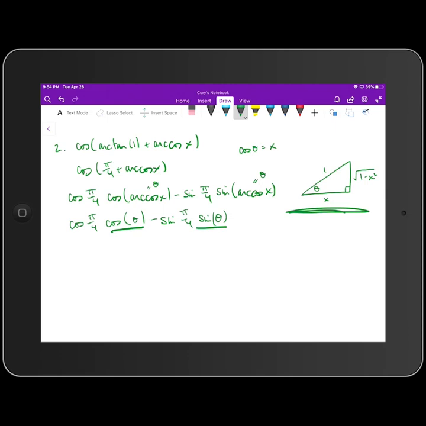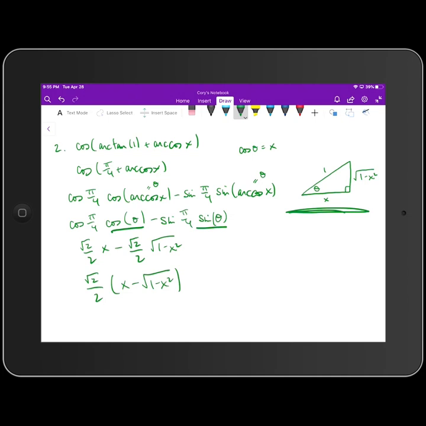Okay, so we know that cosine of pi over 4 is rad 2 over 2. The cosine of angle theta, we know that that's adjacent over hypotenuse, which is x, minus the sine of pi over 4, which is rad 2 over 2, times the sine of angle theta. So if we look over here to the diagram, angle theta, sine is going to be opposite over hypotenuse. So that's rad 1 minus x squared all over 1, which is rad 1 minus x squared. And then the only thing left for me to do to simplify this is factor a rad 2 over 2 out, and that leaves me with x minus rad 1 minus x squared.